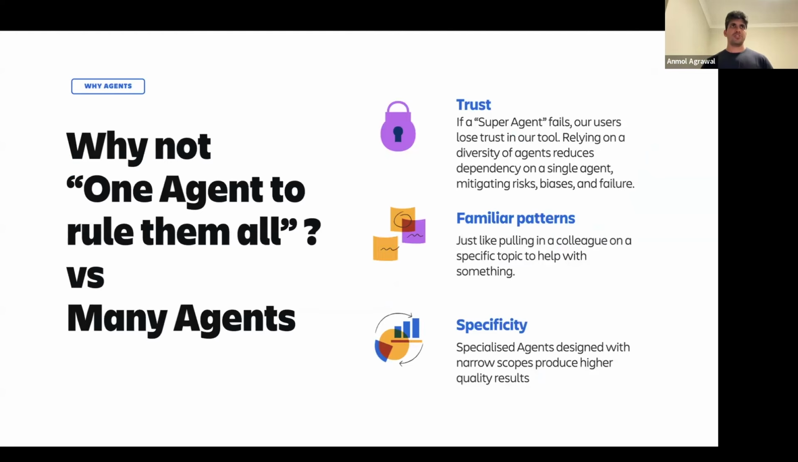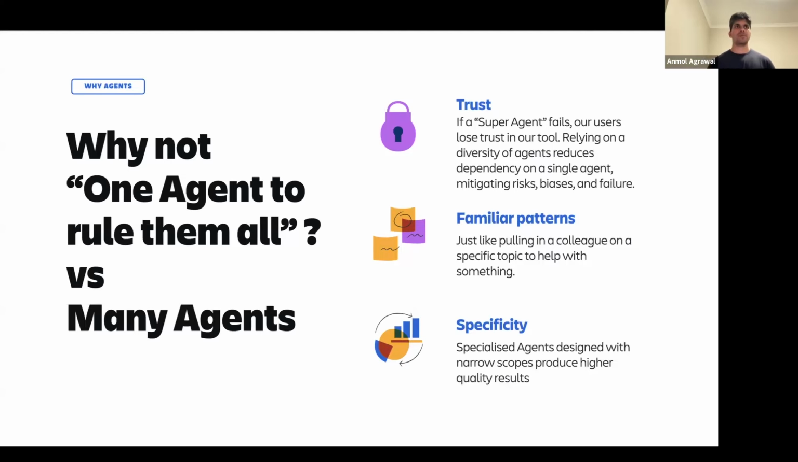Now, as you will be on your journey of building agents, you might ask yourself at some point, why not have an agent that can do it all? But a one-agent-to-rule-them-all approach carries significant risks. So first, let's say this super agent fails to perform a task. Now this creates a bad user experience for the customer, which in turn can make them lose trust in our tool. That's why it's better to have a diverse set of agents to mitigate risks, biases, and failures.